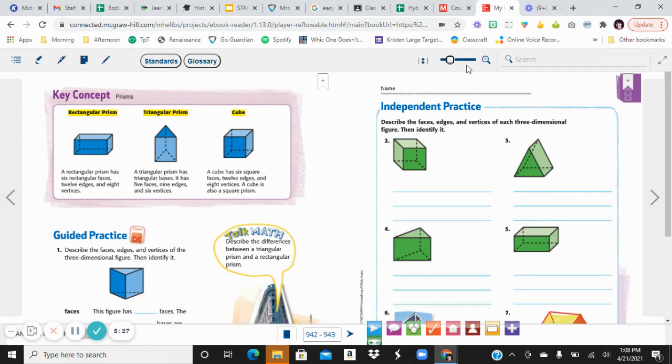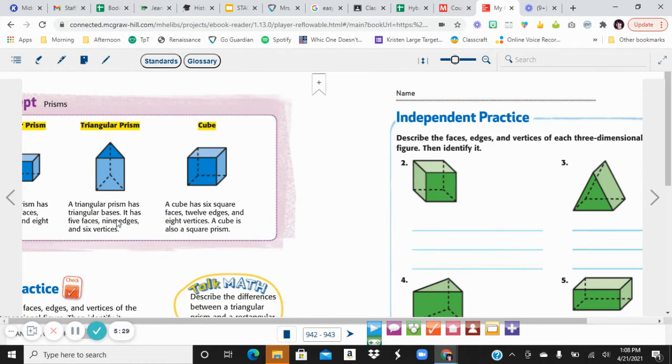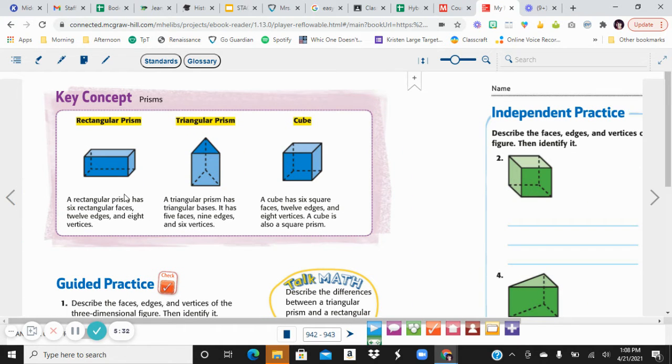So this is a couple prisms that we're going to go over in detail. First, we have a rectangular prism. That's what we just looked at. A rectangular prism has 6 rectangular faces, 12 edges, and 8 vertices. A triangular prism, you'll notice, has a triangle base instead of a rectangle base. It has 5 faces, 9 edges, and 6 vertices. A cube, you all know what that is, is a 6 square-faced prism with 12 edges and 8 vertices.